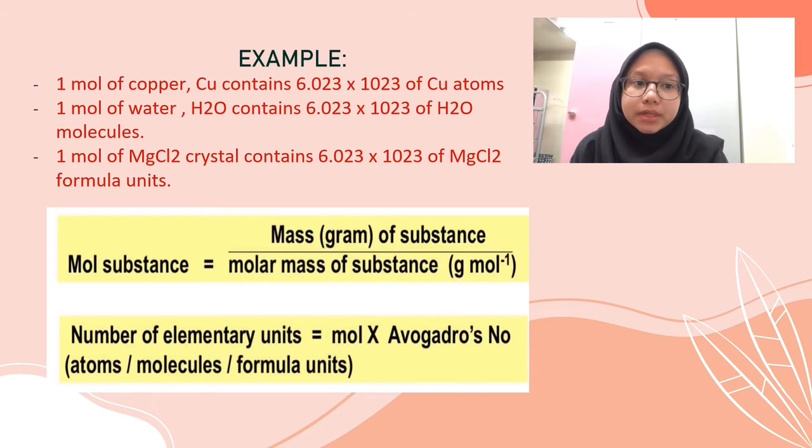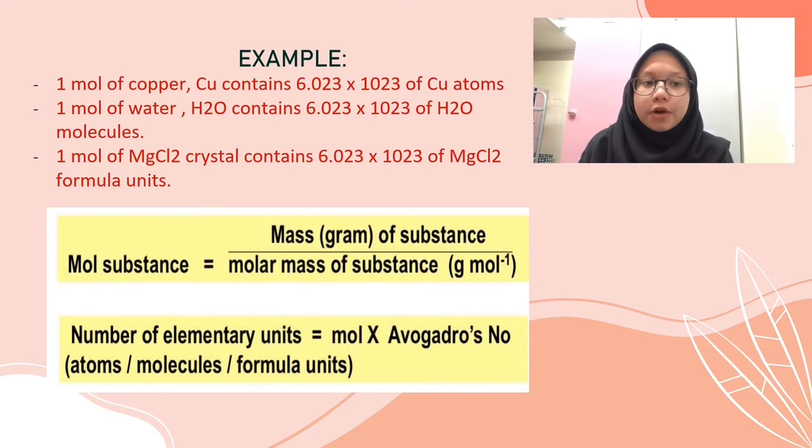For example, 1 mole of copper contains 6.023 times 10 to the power of 23 copper atoms. So the first one is atoms. The second one is 1 mole of water, H2O, which contains 6.023 times 10 to the power of 23 H2O molecules. So the second one is molecules. And the last one is 1 mole of magnesium chloride crystal, which contains 6.023 times 10 to the power of 23 magnesium chloride formula units. So the last one is cation plus anion.